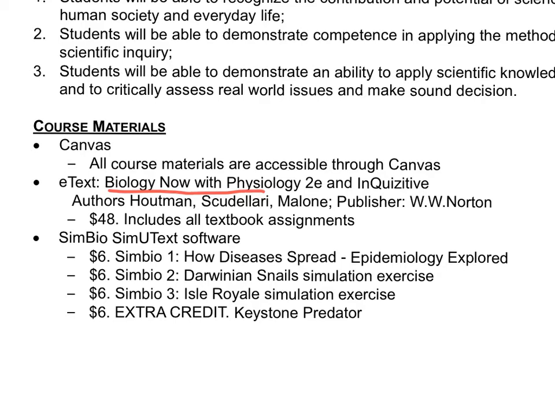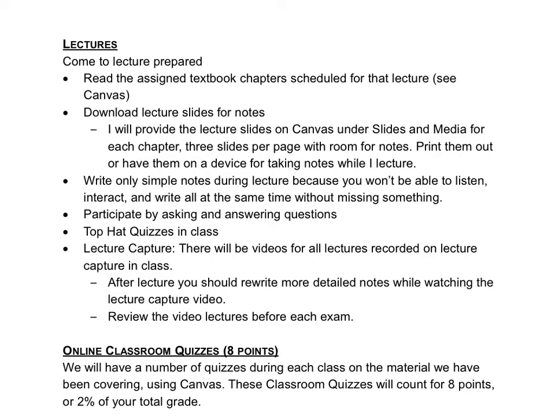And there's going to be 4 different sections. How diseases spread, epidemiology explored, including COVID-19, Darwinian snails, which is evolution, Isle Royale, which is population biology, and there's going to be an extra credit one of these that you can or can't do. It's up to you, on community ecology, keystone predators, and I'll show you where I'll sign up for that. So we'll get all on Canvas how to sign up for all these things a little bit later in this lecture.